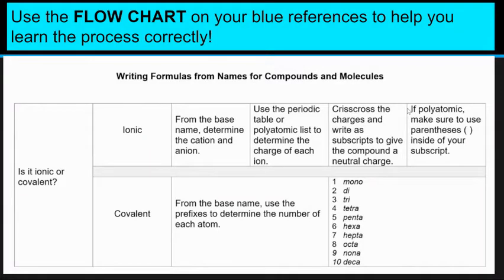So if you look at your blue references, we're going to use a flow chart to help us learn how to write formulas for both ionic and covalent substances correctly. Please make sure that you have your blue reference flow chart out in front of you, along with your periodic table as we do this. Pause it.